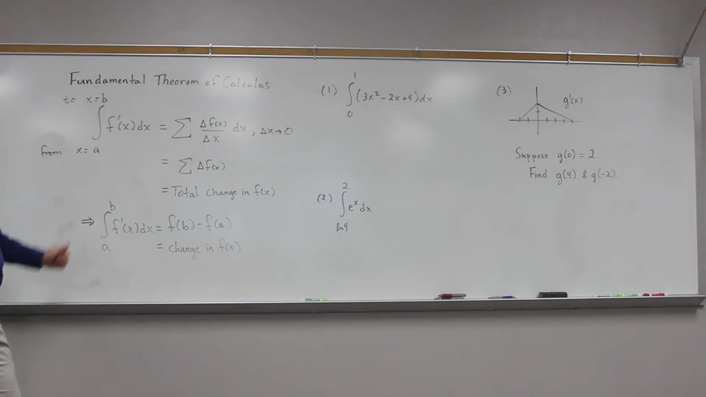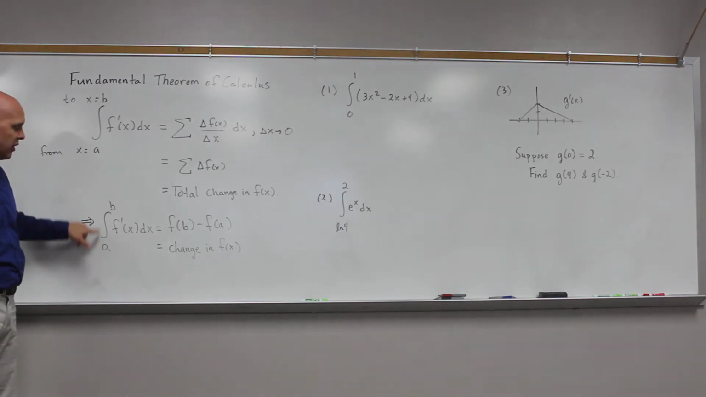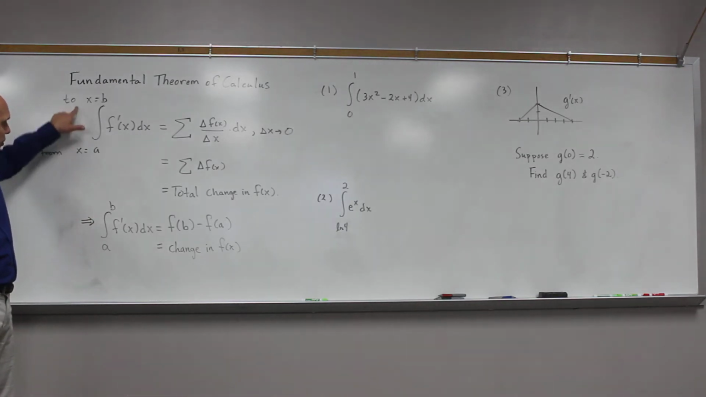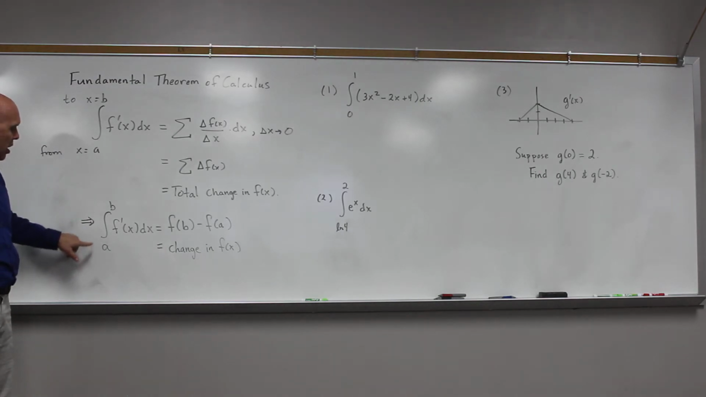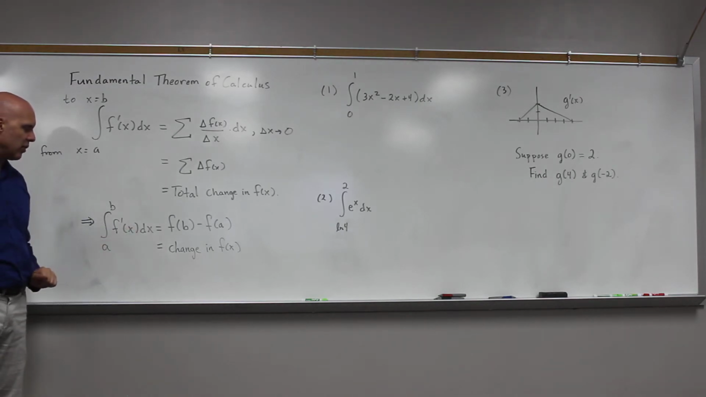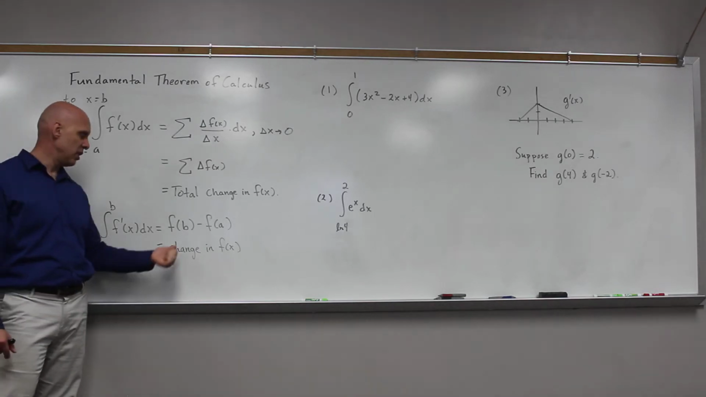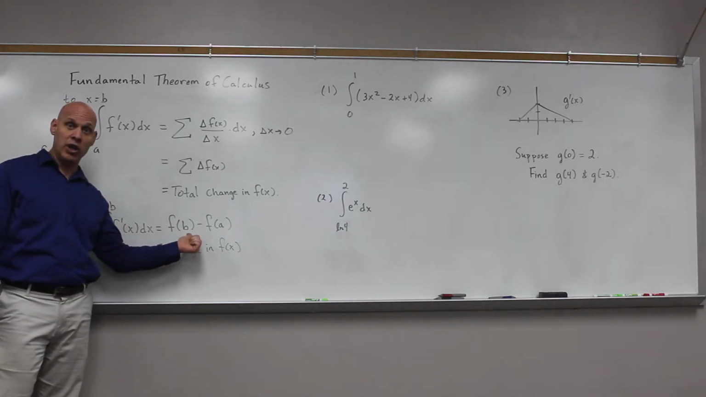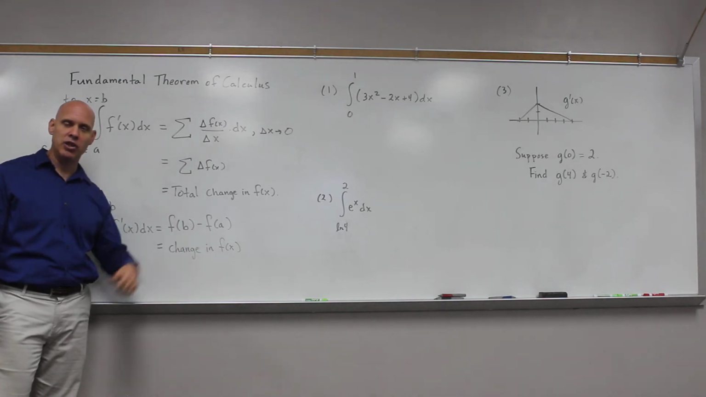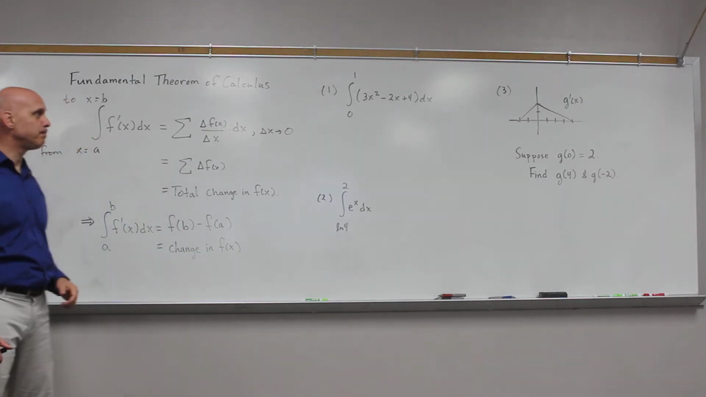In other words, if I want to find the integral from x equals a to x equals b, this part is implied, you're going to need to know that, of f prime dx, it's the change in f. What's the change in f? It's the function value at the end minus the function value at the start.